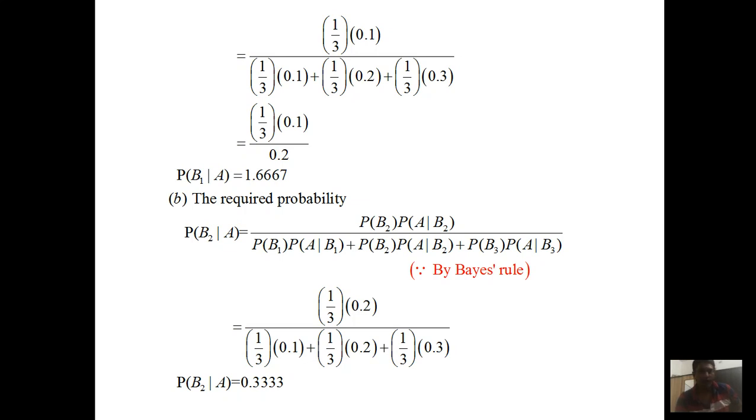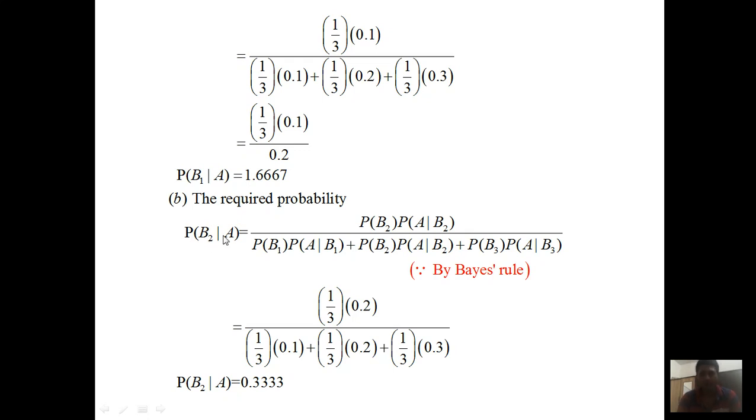Now next we have to find out whether the defective finger joint is coming from box B2. Again I will repeat, this probability of B2 given A represents the probability of happening of event B2 when event A is already finished. So in this case event A is finished, that is we have selected the defective finger joint, and we have to check whether this defective finger joint is coming from box 2 or not.